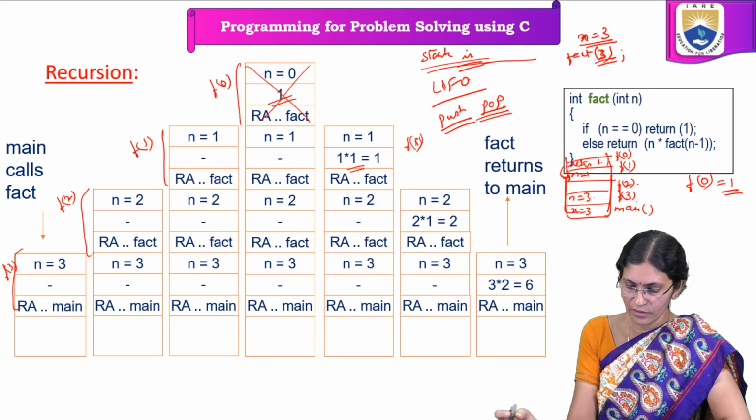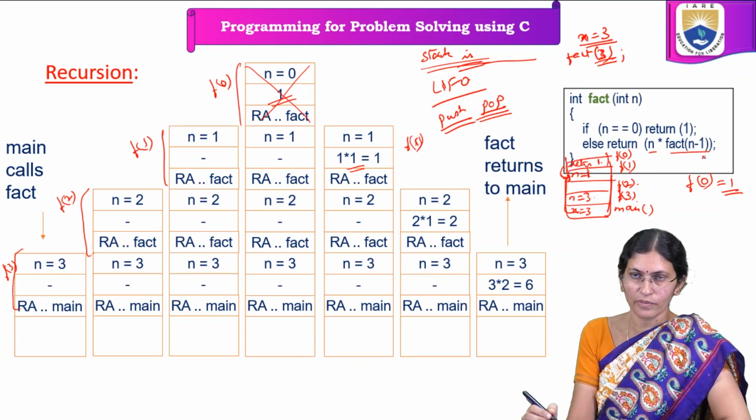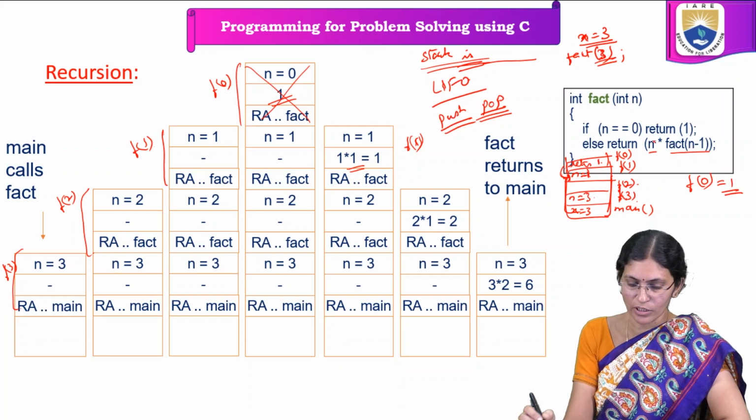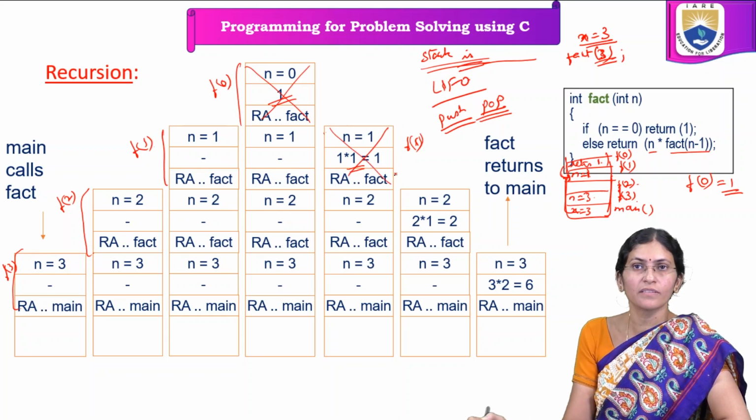So in f of 1, n is equal to 1 here. Now what it is returning is n into factorial of 0. Factorial of 0, we got it as 1. So 1 into 1 is 1, so that is returned now. Now the activation record for f of 1 is popped out from the stack.